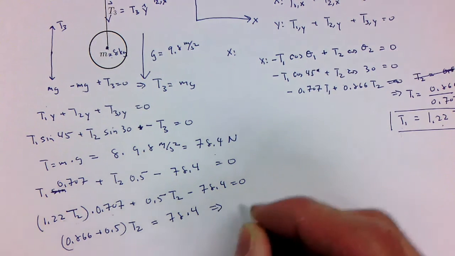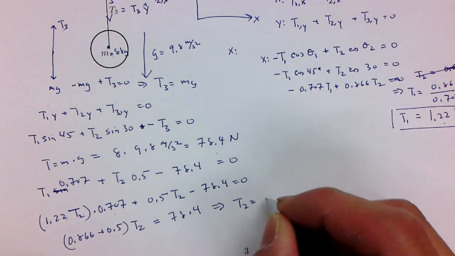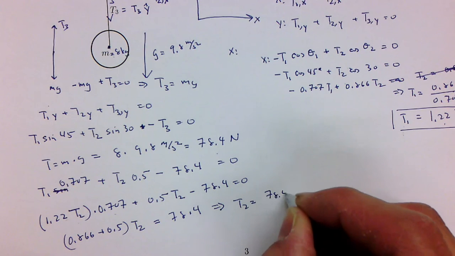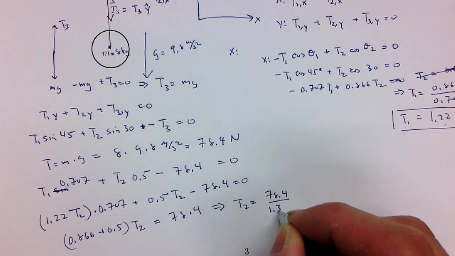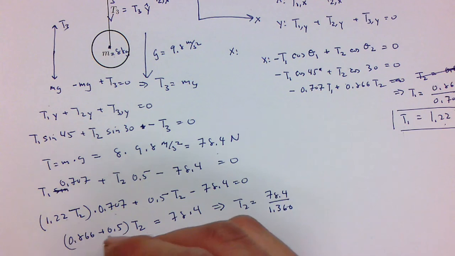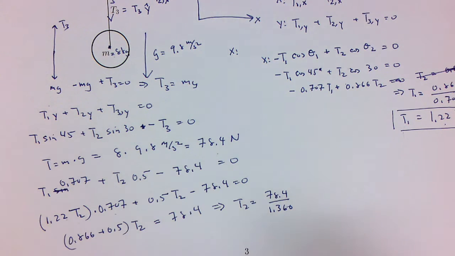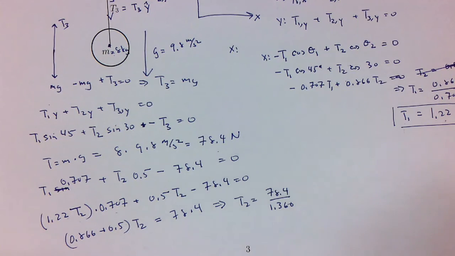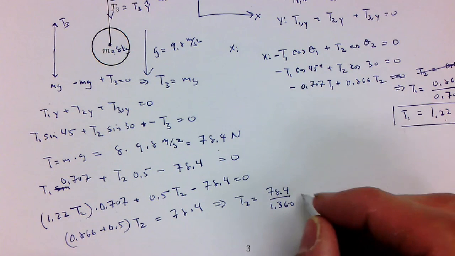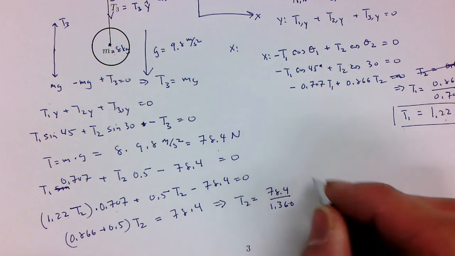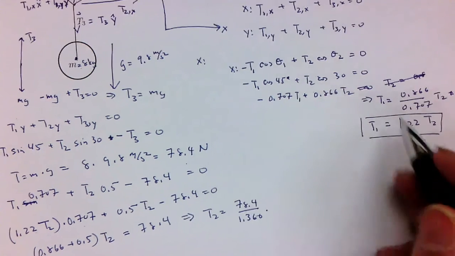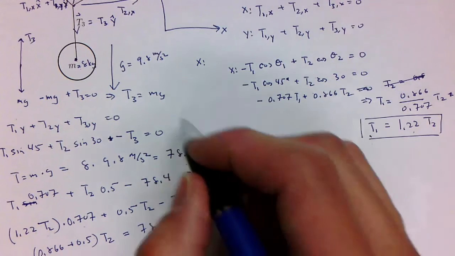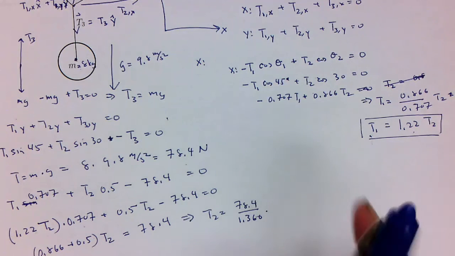And so you end up getting that T2 is equal to 78.4 divided by 1.366. This is 0.866 plus 0.5, which is 1.366, right? All right, so I'll leave it to you to solve for this value here. But once you know this, you can determine T1, and you already know what T3 is. And that solves this particular problem.